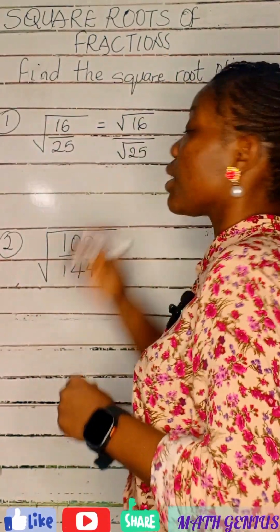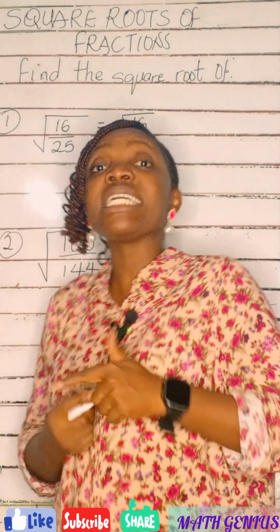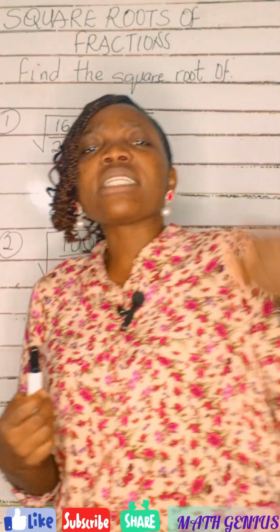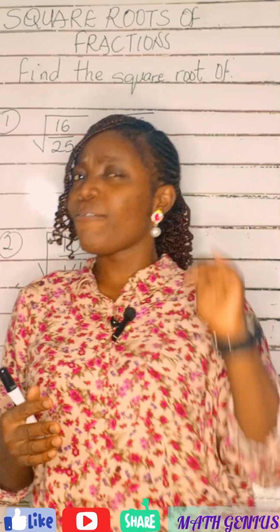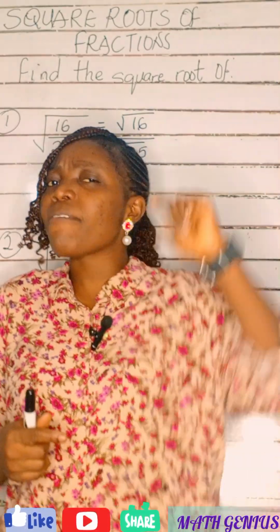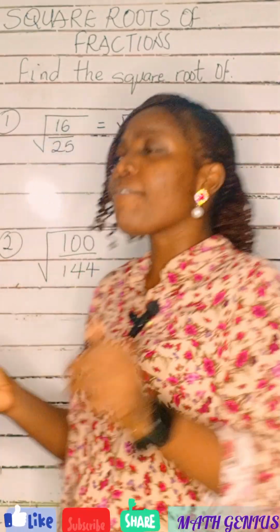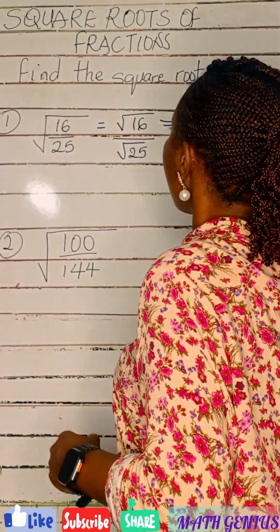Now, the square root of 16, what number do I multiply by itself that gives 16? 1 times 1 is 1. 2 times 2 is 4. 3 times 3 is 9. 4 times 4, 16. Remember, 4 times 4 gave me 16. Therefore, the square root of 16 is 4.